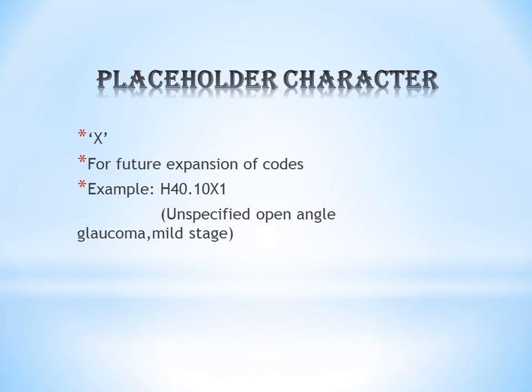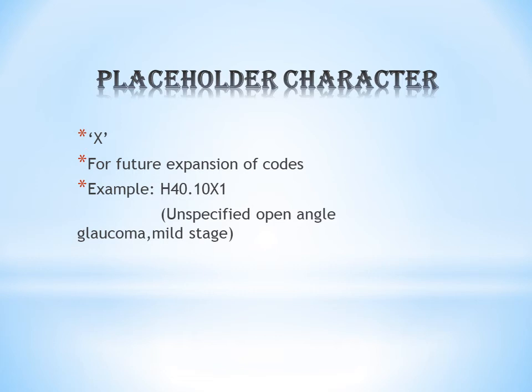So the next one is the placeholder character. The character which represents the placeholder is X. It is for future expansion of codes. So how it is applied, I'll explain with an example. You can see an example there itself, H40.10x1. It is the code for unspecified open angle glaucoma, mild stage.